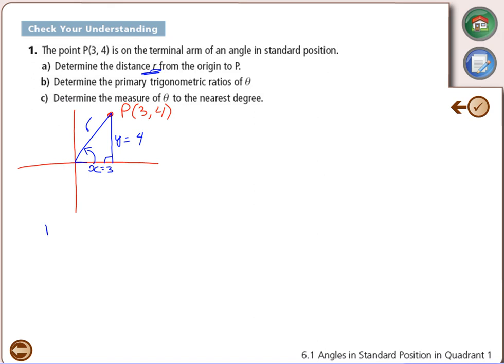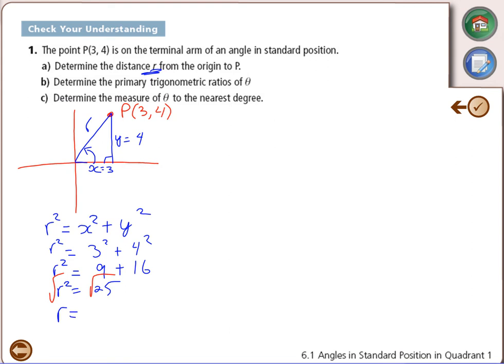That's Pythagorean theorem. So r squared is equal to x squared plus y squared. R squared is equal to 3 squared plus 4 squared. 3 squared is 9 plus 16. So r squared is equal to 25. Square root both sides. And we get r is equal to 5. Be careful here. If you take the square root, it's plus or minus. But if we're talking about the radius of a circle, it always must be positive. So r must be positive.